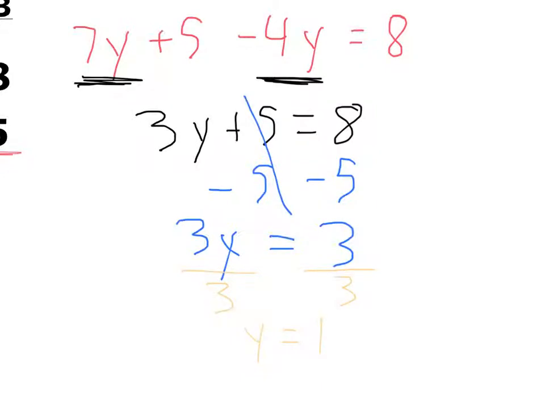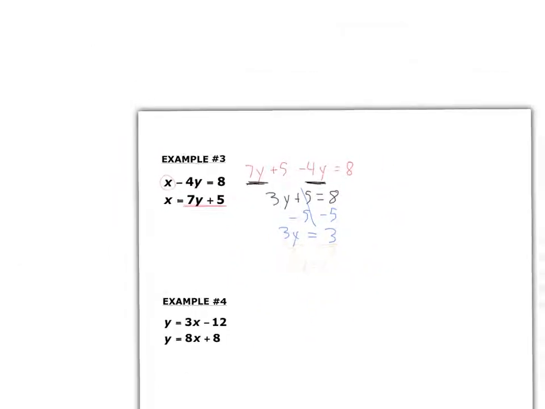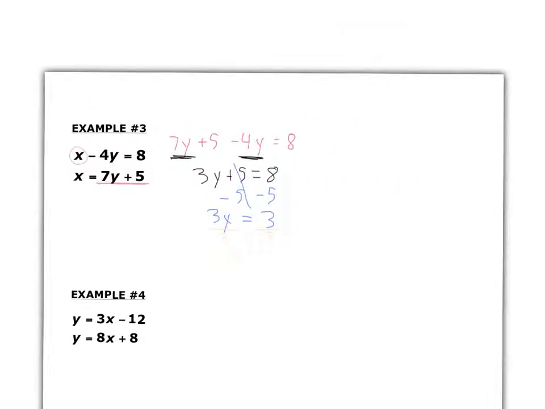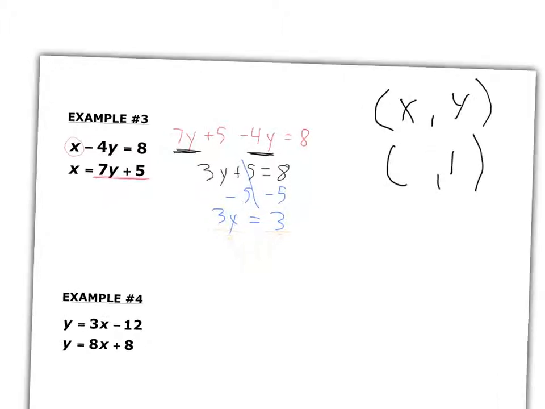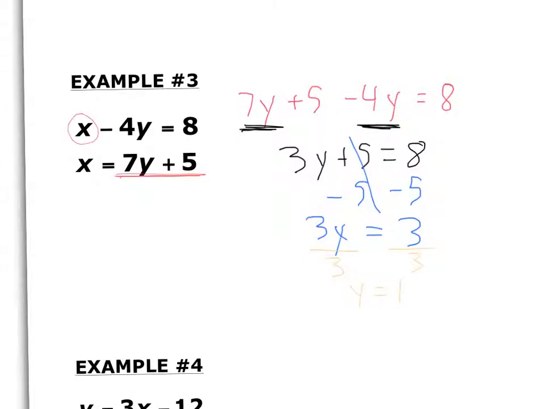Okay, so we see that half of our ordered pair solution is going to be 1, so let's go ahead and write that out. Okay, so we have x, y, and we know that our y is 1. Now we have to go back and find our x. We have to plug it in. So remember, take your x value or your y value, and we're going to plug it in to the easier of the two equations, which is the bottom one.